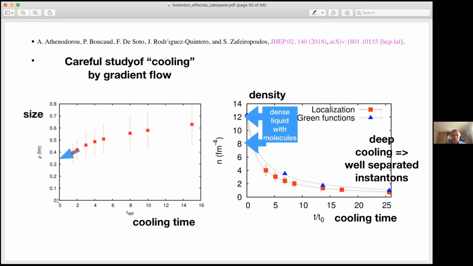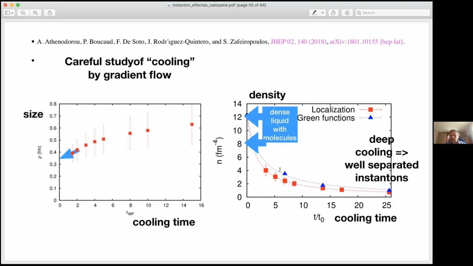Anyway, if you cool long enough, you get these points and the instantons slowly increase in size. That's because they are all attracted to each other somewhat. But if you extrapolate this to zero time, you get this scale, original one third of a Fermi. The density, however, has this behavior. So it goes down. If you cool long enough, you get these points, which is approximately one. This is the deep cooling, the picture I just showed you from a different group.